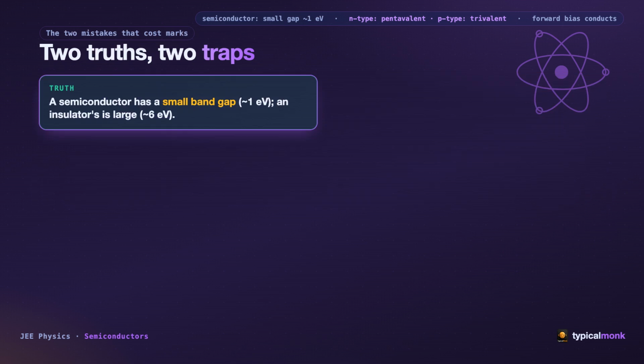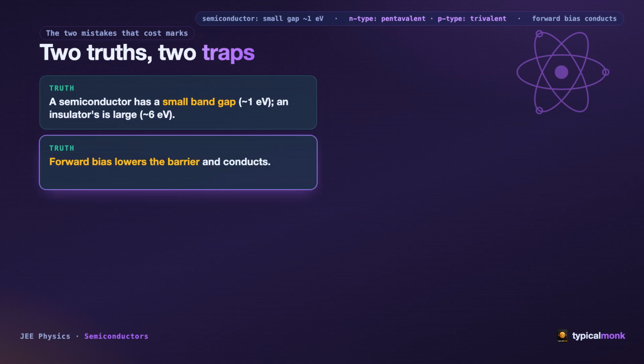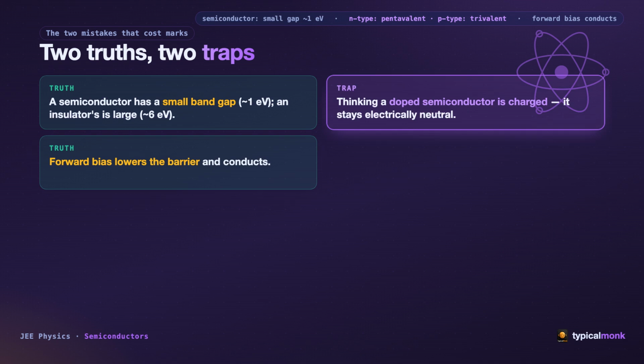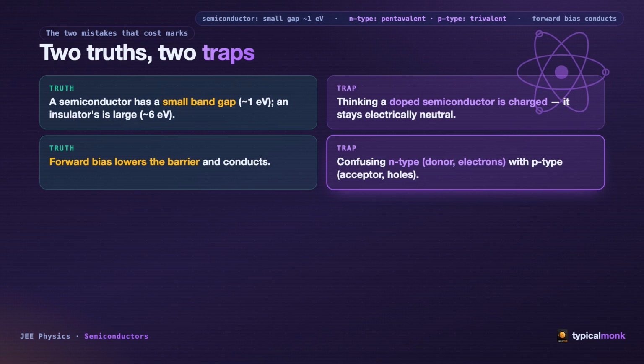Now the two mistakes that quietly cost marks. The truth: a semiconductor has a small band gap, about 1 electron volt, and an insulator's is large, about 6. The trap: thinking a doped semiconductor is charged. In fact, it stays electrically neutral. The second truth: forward bias lowers the barrier and conducts. The second trap: confusing N-type, a donor with extra electrons, with P-type, an acceptor with extra holes.